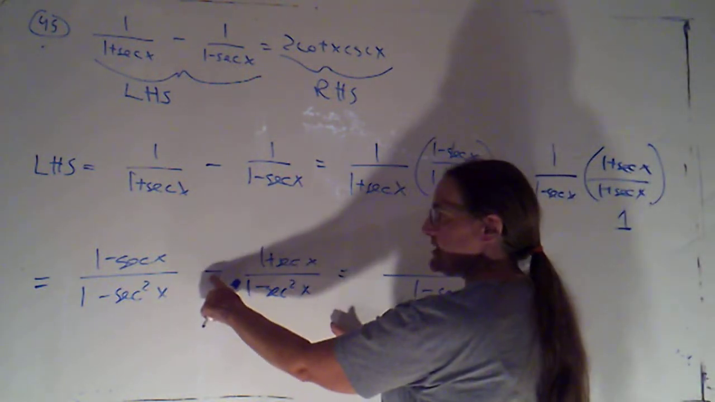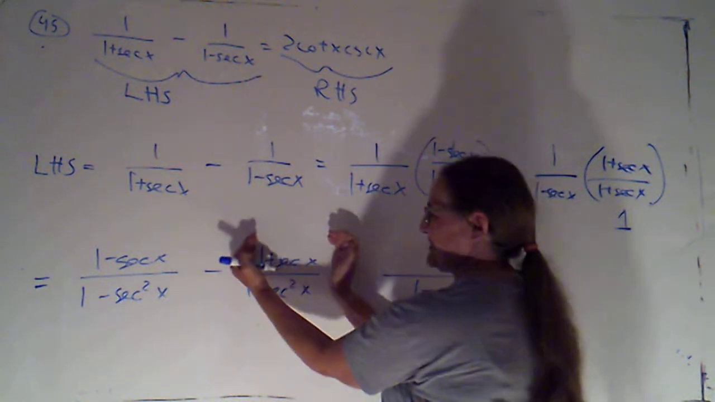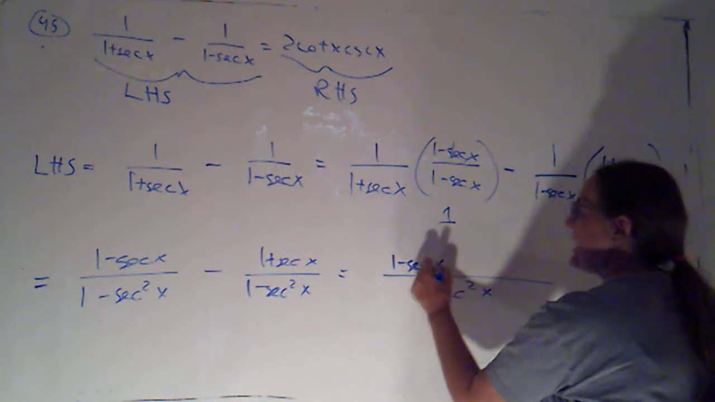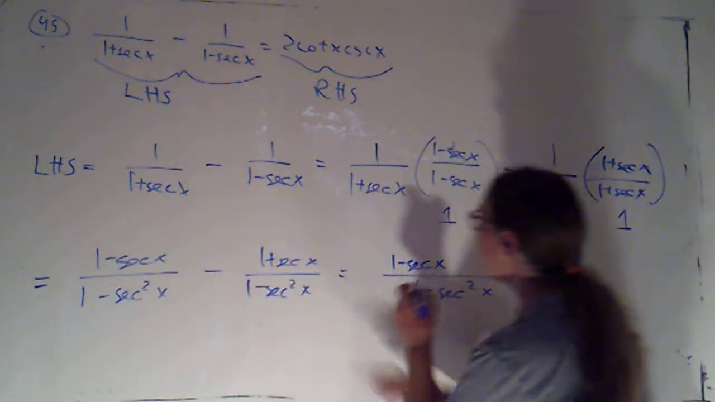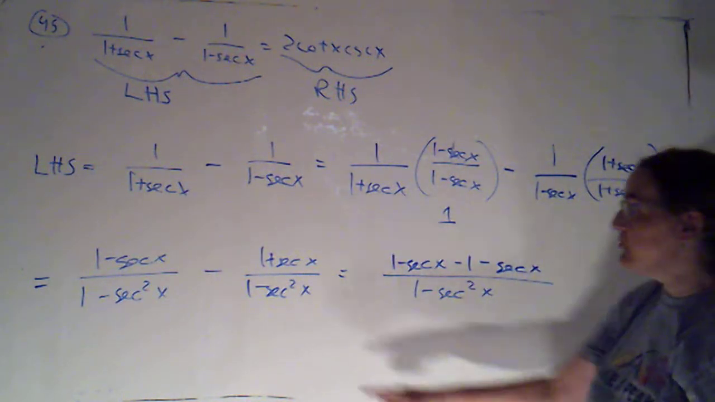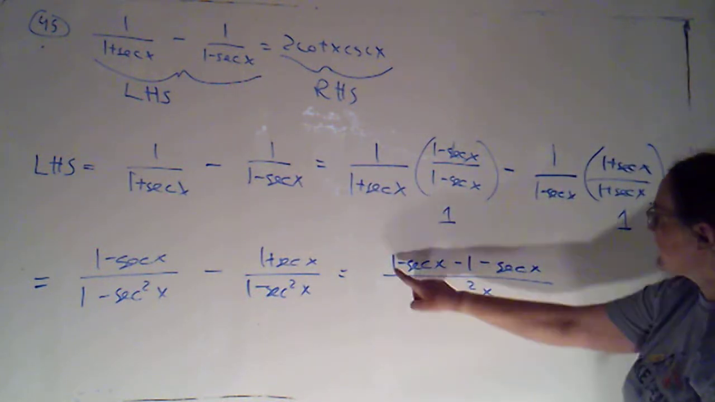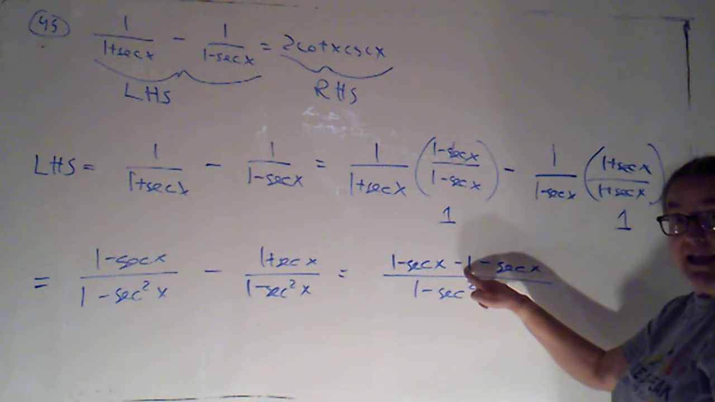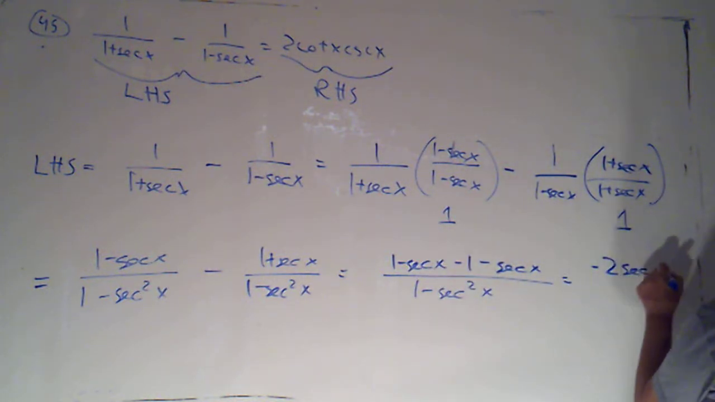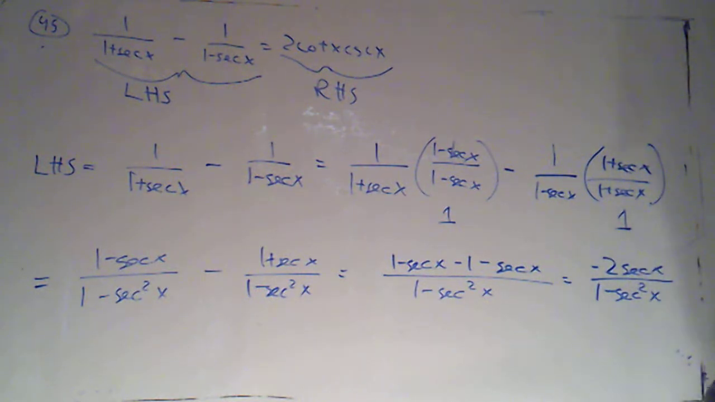If I'm subtracting this one, I'm going to have to distribute that negative to both of these terms on top because I'm subtracting the entire top. So it's 1 minus secant x, that was this top, minus the 1 minus the secant x. Do make sure you subtract both parts of the top. Now that's kind of nice because the 1 and the minus 1 will cancel, and then I've got on top negative 2 copies of secant x over 1 minus secant squared x.